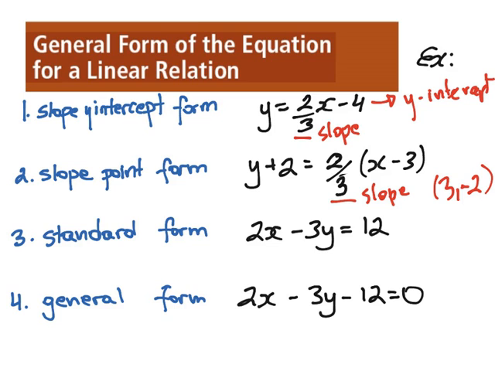Another form of this equation is called the standard form, where we have x and y on one side of the equation and the constant number, in this case 12, on the other side of the equation. And what we're going to focus on today is the general form, where we have the x and y on one side of the equation as well as a -12 on the other, which is equivalent to 0. That's called the general form.